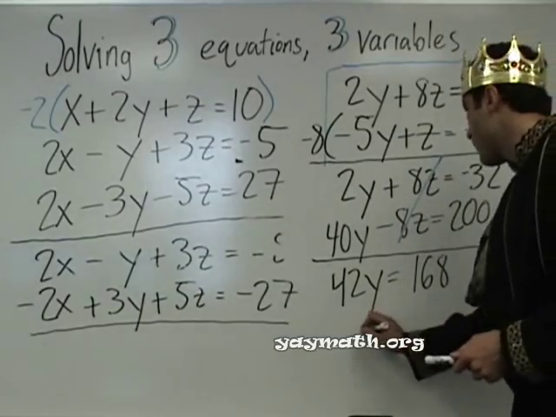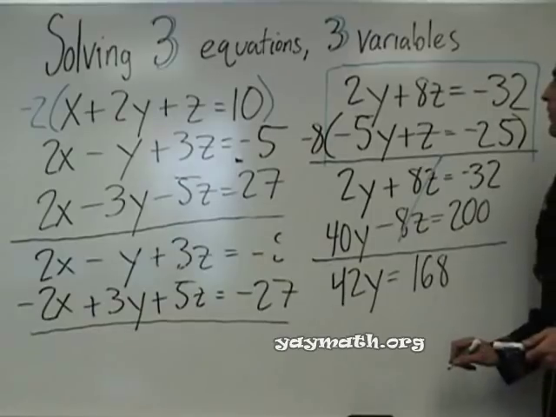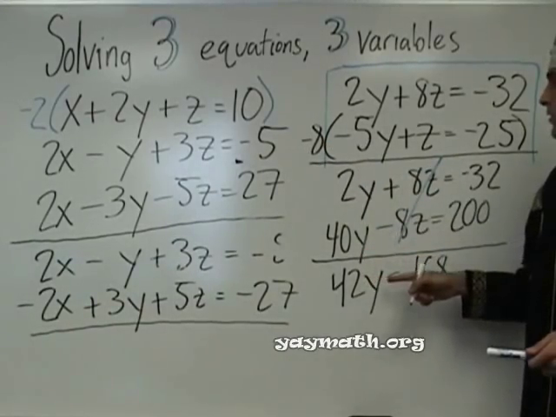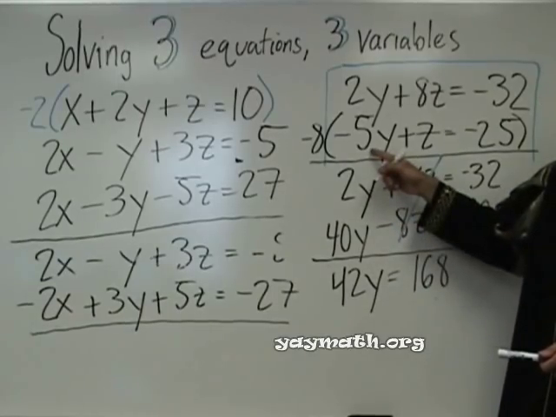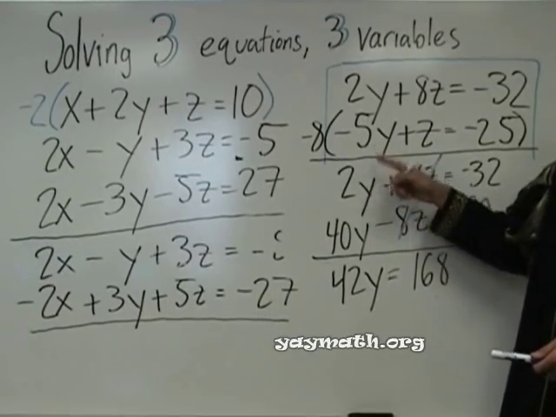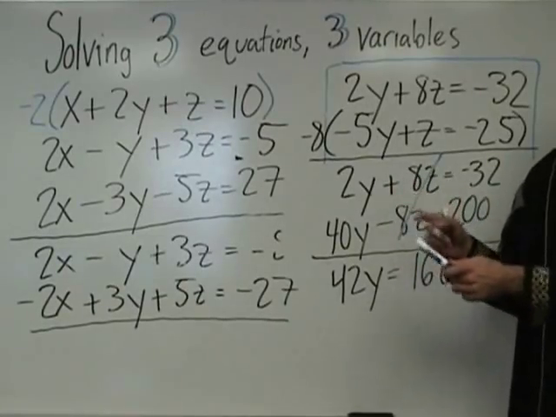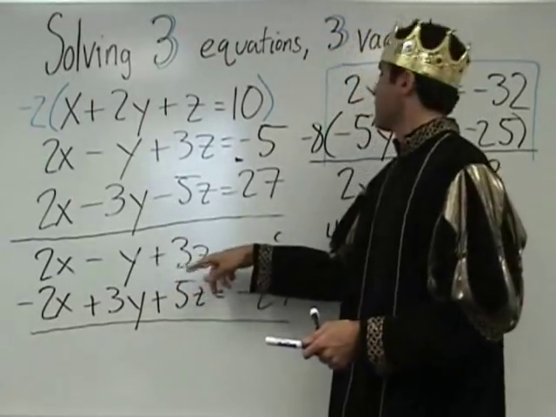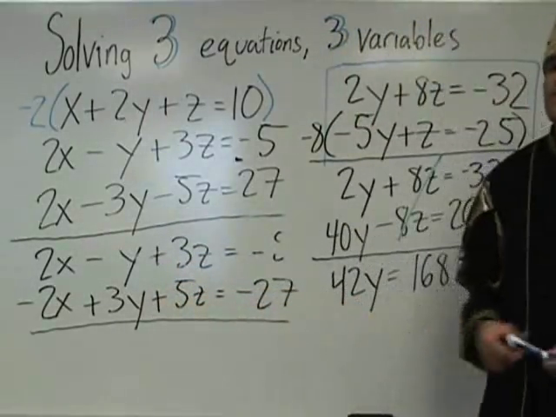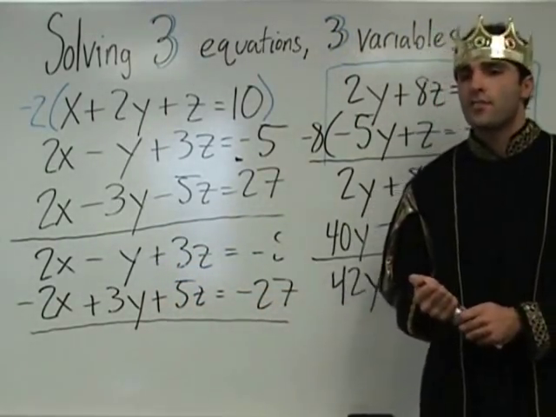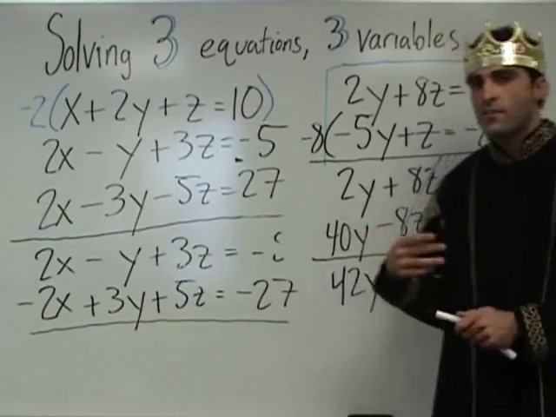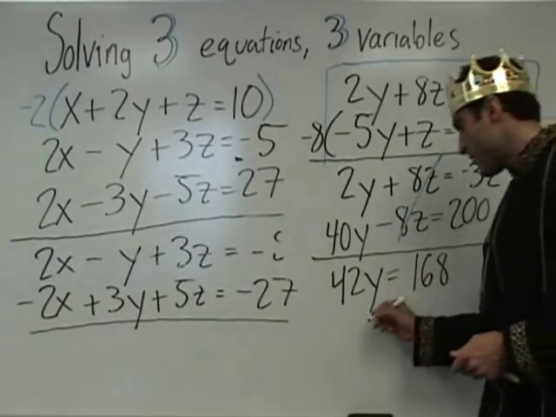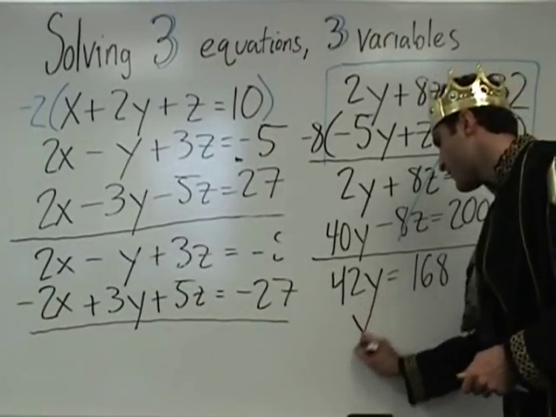How'd you get -5y though? -5 is what we got from the previous two equations that we added up. This is the first two. Does it matter if you use the first one, the second one, or the third? Any combination, correct. Good, I like the questions. So anyone who has questions, keep them coming. So divide by 42, y equals 4.